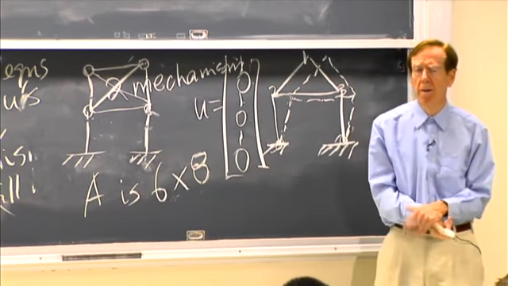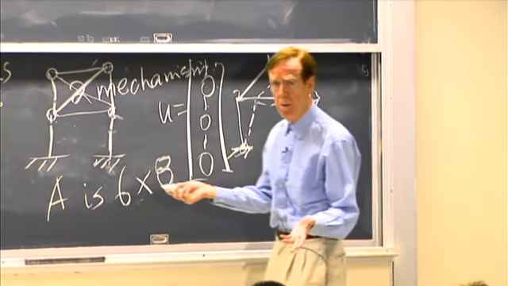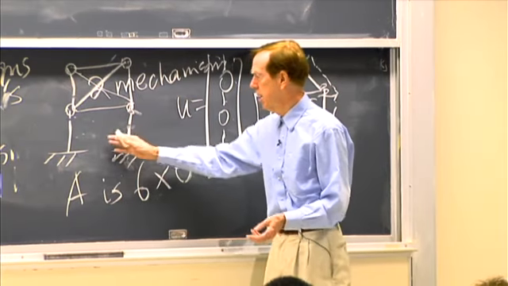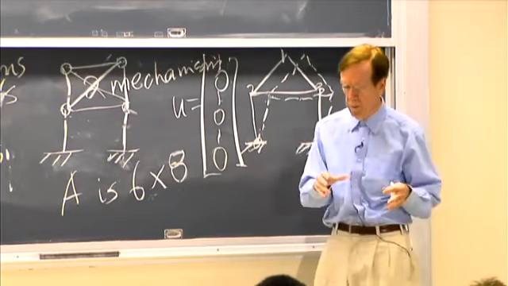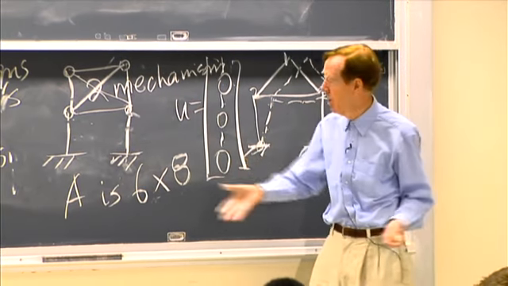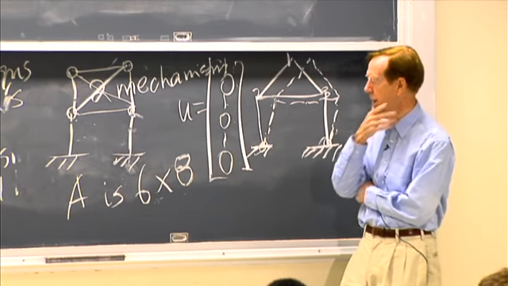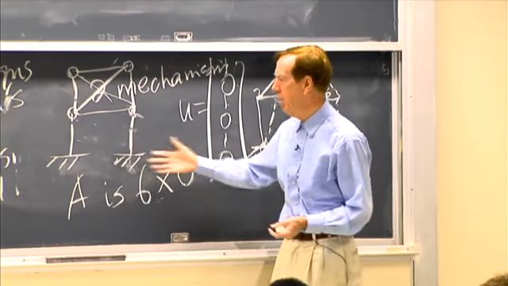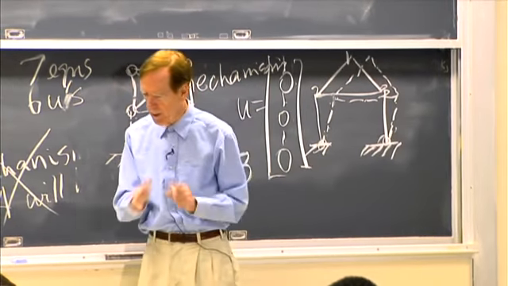Right? I've got enough bars. I've got an 8x8 matrix, but I haven't saved it, right? Because it still has that mechanism. So you can't assume that because the count is right, you've avoided mechanisms, because in that example you haven't. Okay, so that would be a case of square 8x8, but not good.